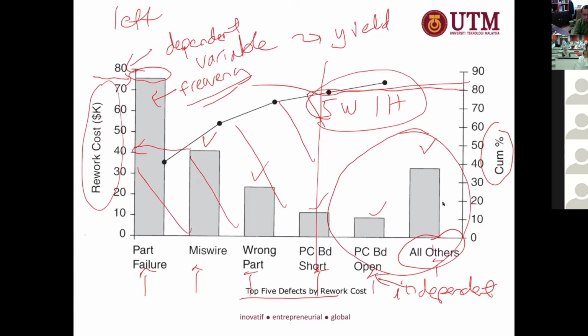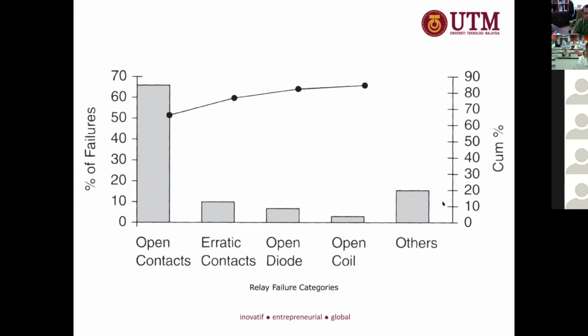So why part failure? Part failure maybe because of this. These are the independent variables. Then we investigate the percentage of failure for each. And open contact contributes nearly 70%.